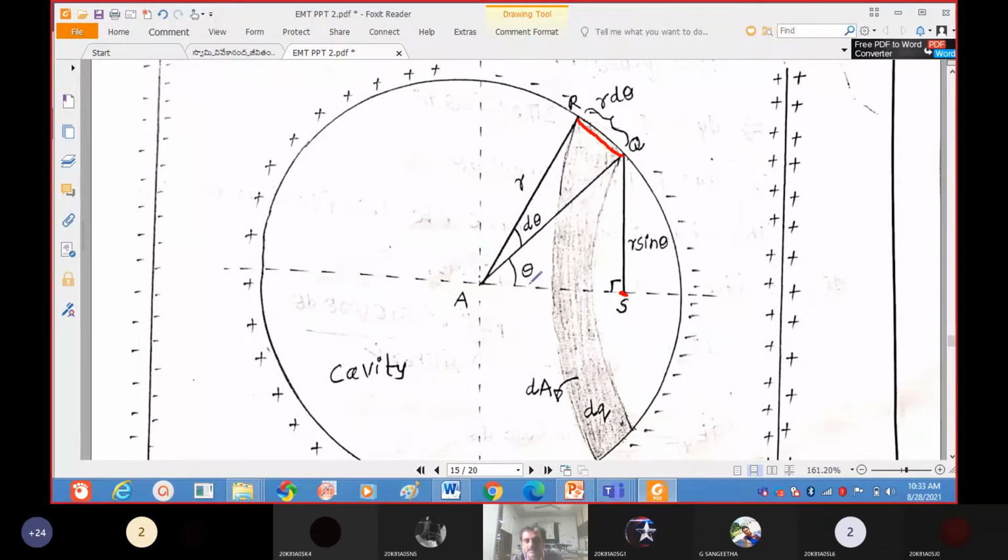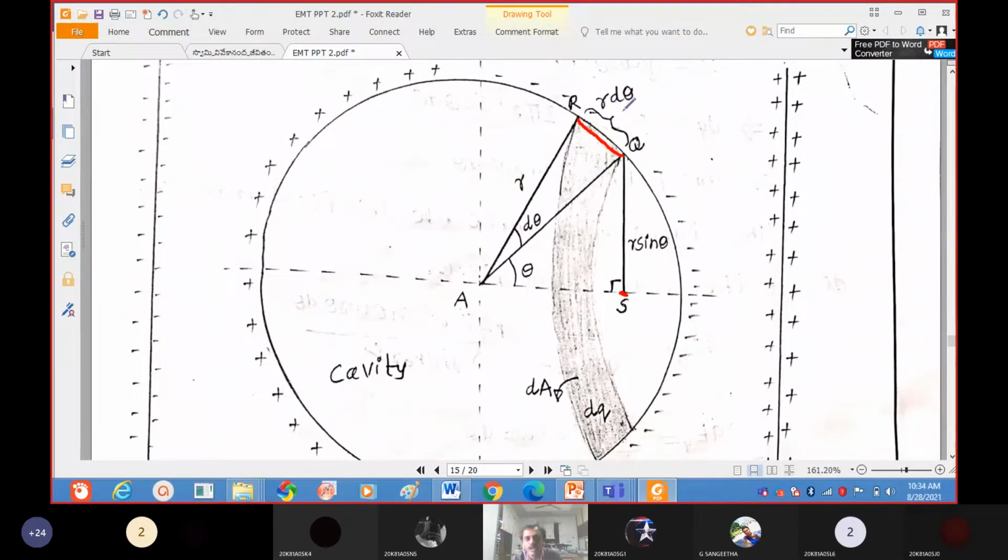By using sine theta, which is the opposite side by the hypotenuse, we can calculate the side QS. Sine theta is equal to QS by QA, so QS is equal to QA into sine theta. What is the QA value? R. So QS is R sine theta. Therefore, by using this right angle triangle, we can calculate the radius of this ring.